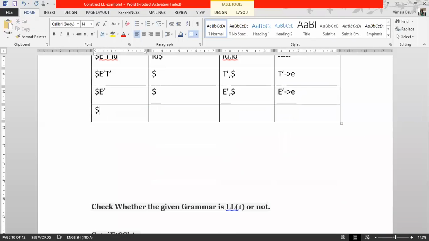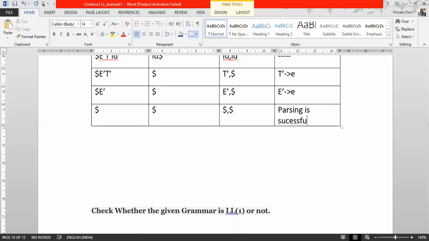So what is available in the stack? Only dollar. What is the symbol pointed by the read write pointer? It is dollar. In the stack as well as in the input buffer, if both are dollar dollar, then it means the parsing is successful. In the last column, you clearly mention the parsing is successful. I think you have understood this.